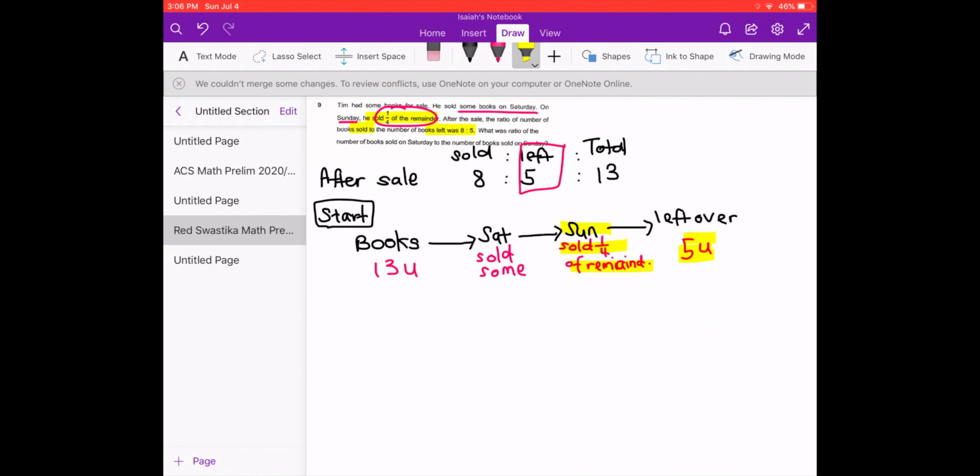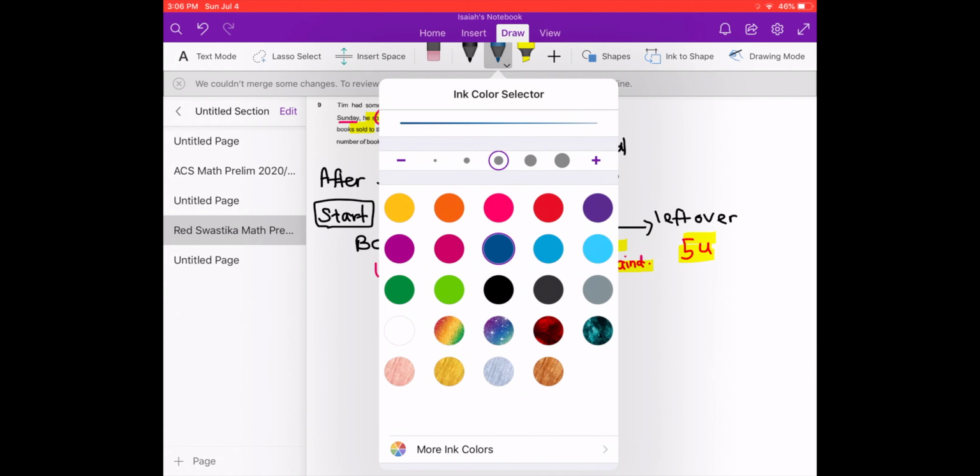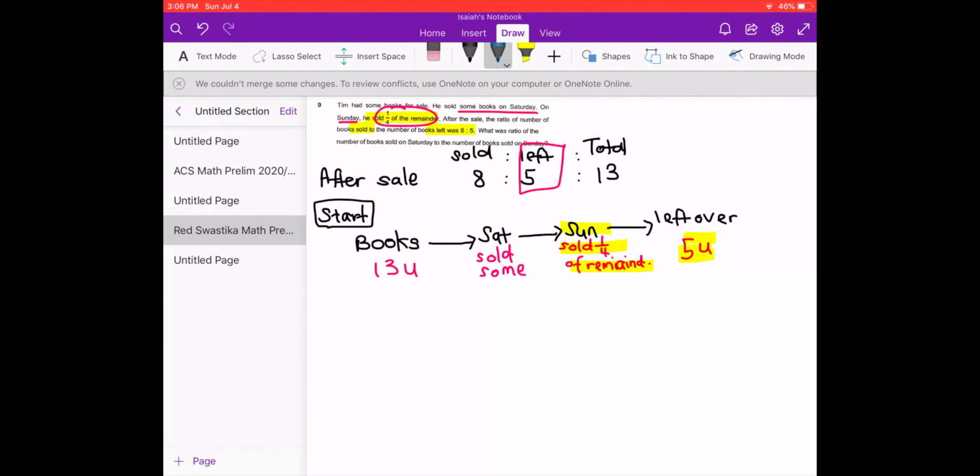If he sold a quarter of the remainder, this 5u should represent the rest that were not sold. So this 5u should be 3/4 of the remainder that he did not manage to sell. Do you get it? We now know that 5 units is actually 3/4 of the remainder, so we should be able to calculate how many units there are in 1/4 of the remainder. Let us do a calculation.